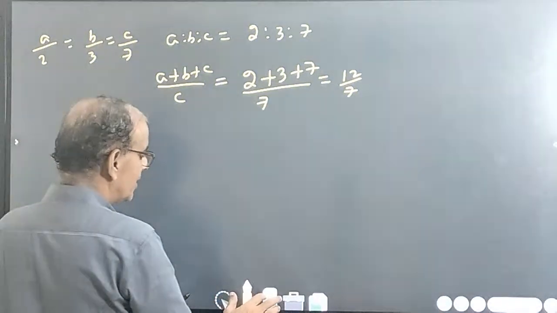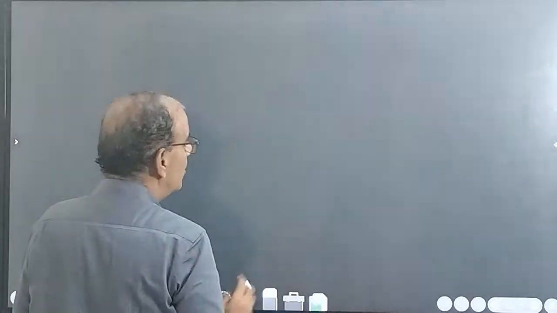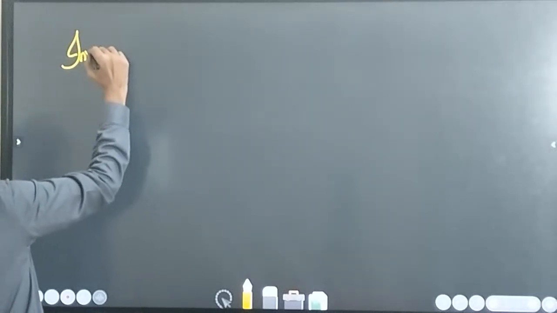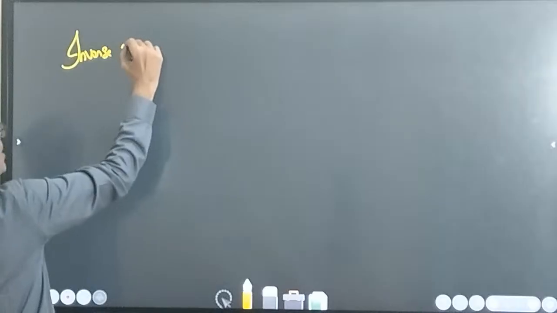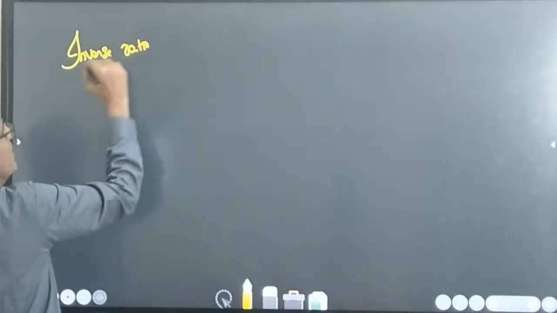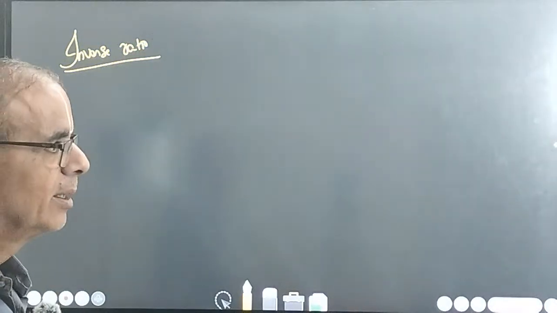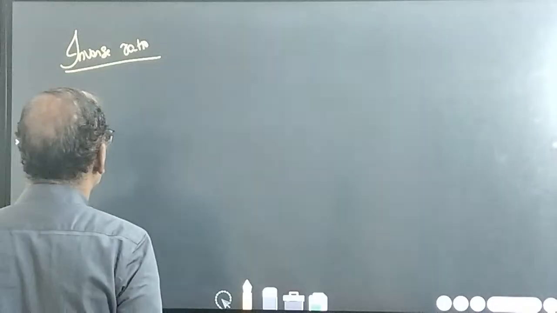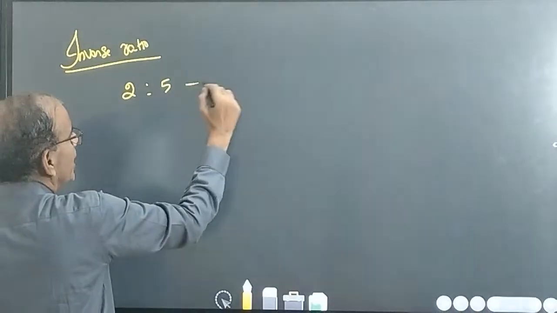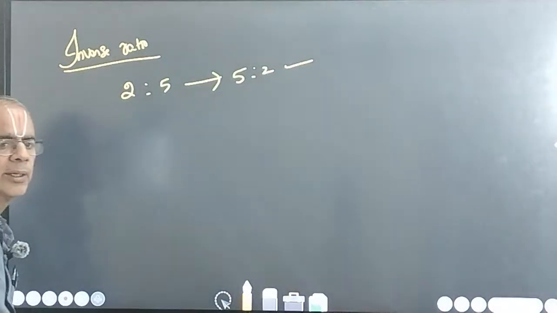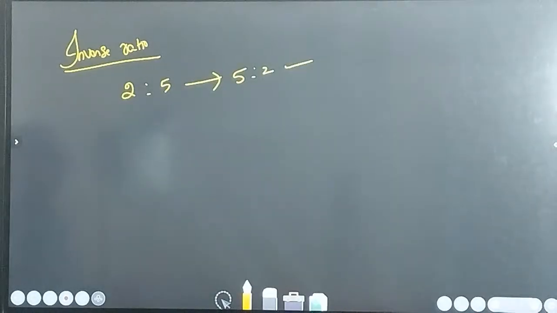Another area that will come is inverse ratio. This is very useful, especially in boats and streams, time and distance. When speed increases, time decreases. When speed decreases, time increases. Suppose example 2 is to 5. If they ask what is its inverse ratio, just write it as 5 is to 2. That's all. Just reverse it as it is, no need to do anything else.